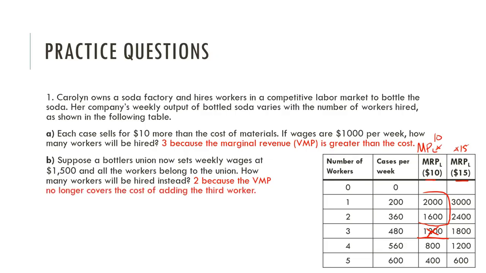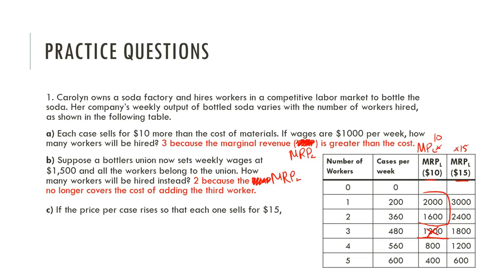Okay, VMP. Oh, I need to change that. VMP was the other book I was using. Okay, so marginal revenue product of labor, MRPL. Okay, I'll change it in the slides. Okay, so it no longer covers the cost of that third worker.